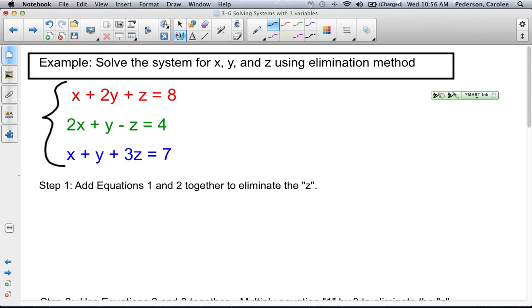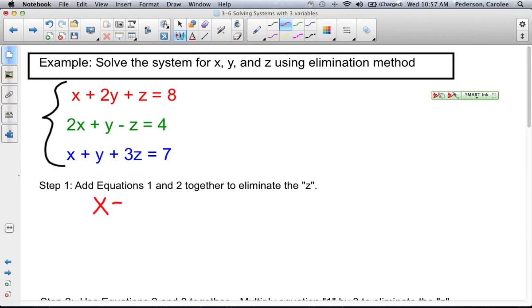So we have three new equations in our system: a red equation, a green equation, and a blue equation that make up our entire system for x, y, and z that we want to solve for. I've laid out the steps again to help guide you. So go ahead and write the three equations down. Step 1 is to add equations 1 and 2 together to eliminate the variable z.